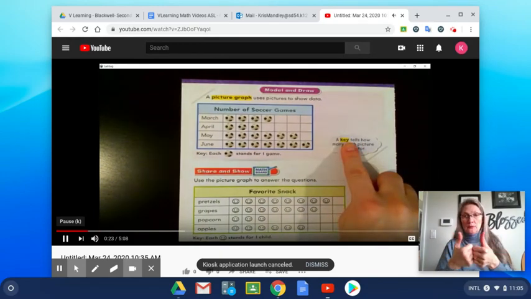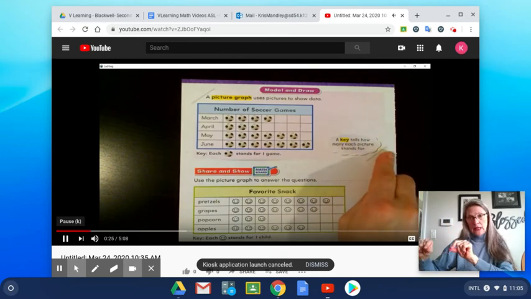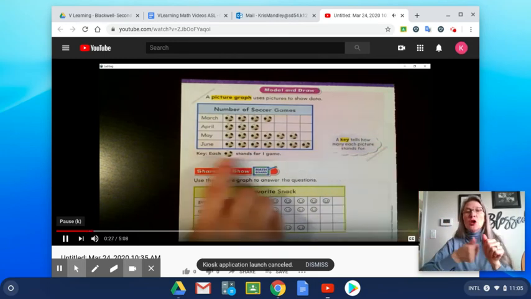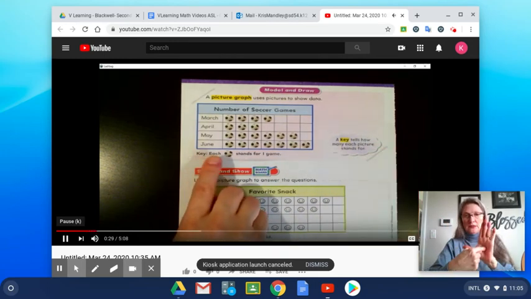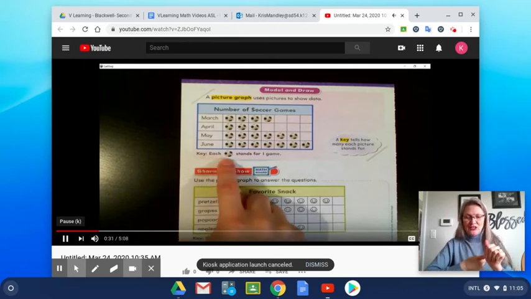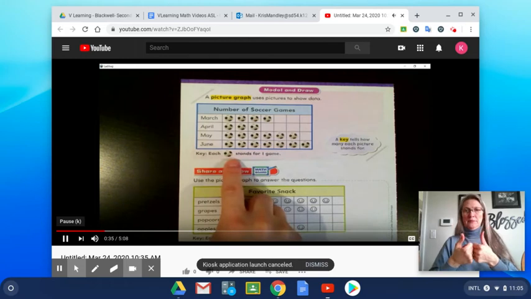Over right here it says a key tells how many each picture stands for. The key is right here. So it's saying each soccer ball stands for one game. Sometimes this changes, but for right now, each soccer ball stands for one game.